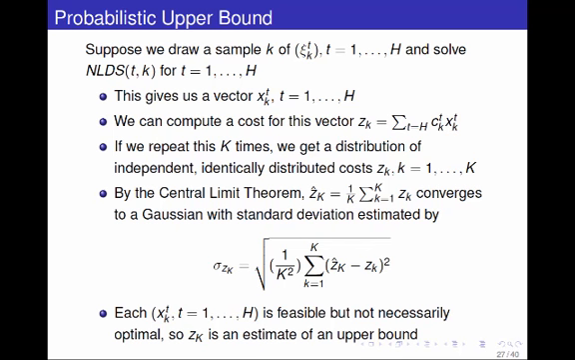So basically, if I compute the cost of using this oracle, I can do that capital K times. I'm going to get capital K different costs, zk. Each one of them is computed as the cost for that time period times the x we get for that time period. And we get an estimate of this average cost by just taking the sample mean.